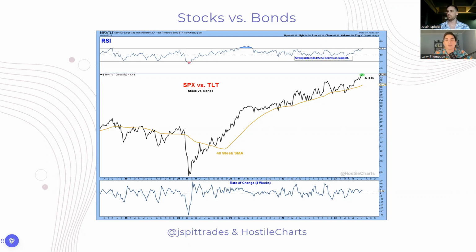Looking at stocks versus bonds here, right? This can be a proxy for risk on, risk off. It could be a proxy for fear, to gauge fear in the market. It's also kind of a proxy for interest rates to some degree. And when stocks are outperforming bonds, that's typically more risk on. It's typically an environment where you're seeing people are more willing to buy stocks than they are bonds, right? It's not more complicated than that.